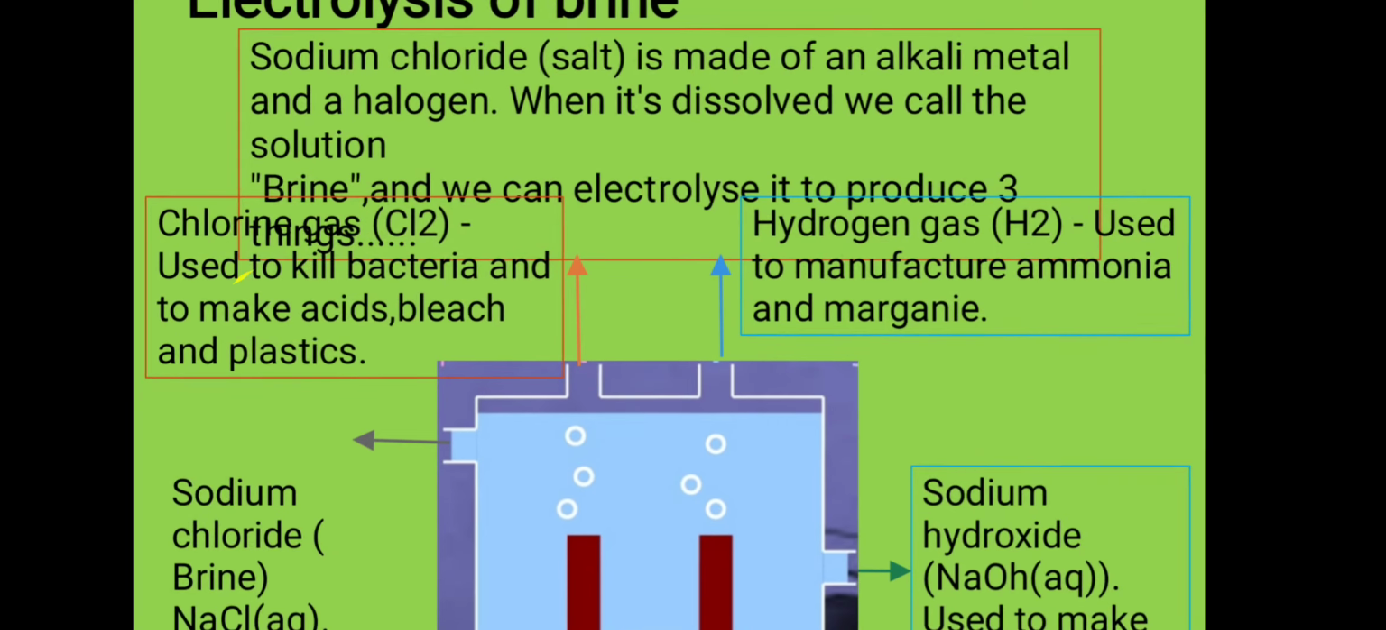Sodium chloride salt is made of an alkali metal and a halogen. When it's dissolved, we call the solution brine, and we can electrolyze it to produce 3 things.